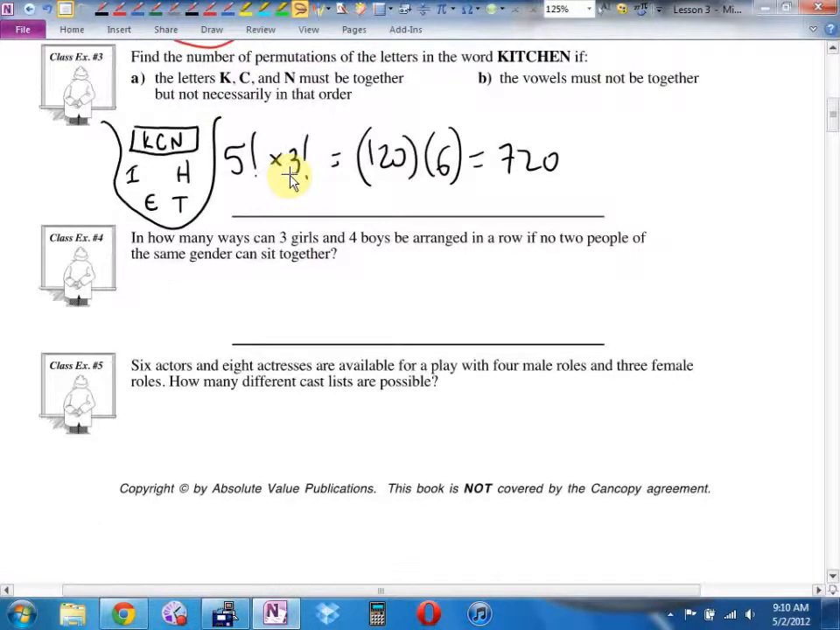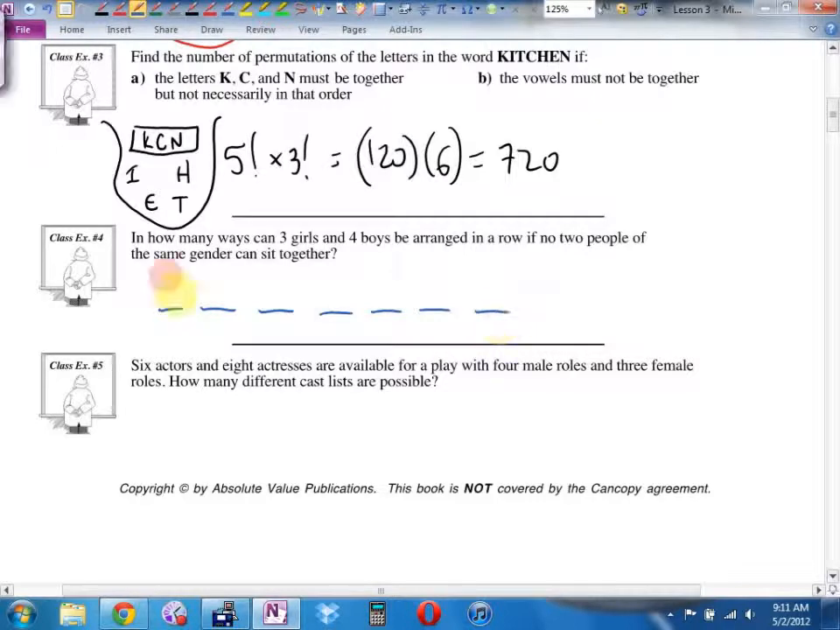Example 4. How many ways can 3 girls and 4 boys be arranged in a row if no 2 people of the same gender can sit together? You know what? I'm not sure. I'm going to go back to drawing a blank. And if I got 4 boys and 3 girls and I want to go every other gender, what must I start with, boy or girl? Think about it.